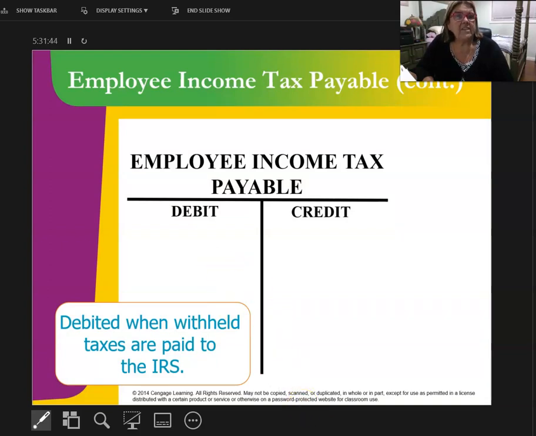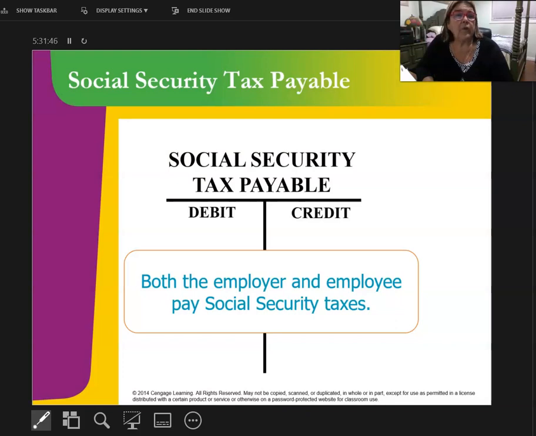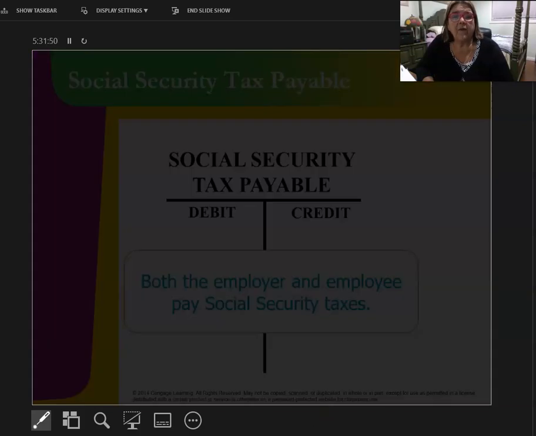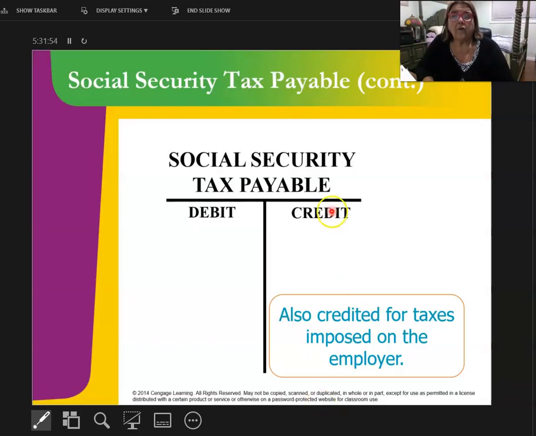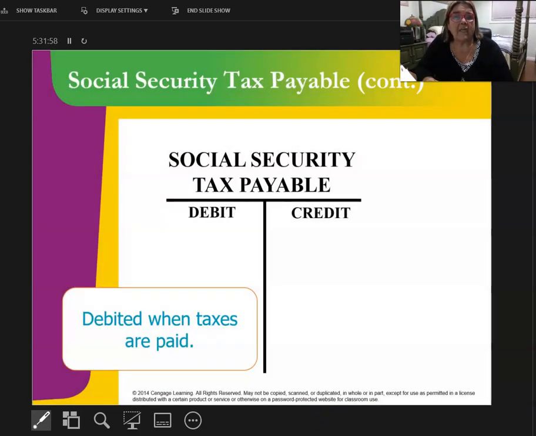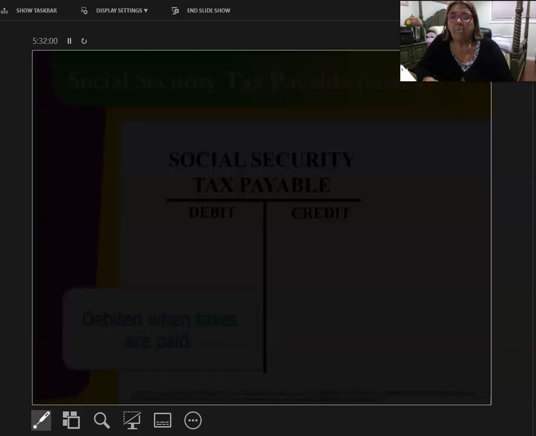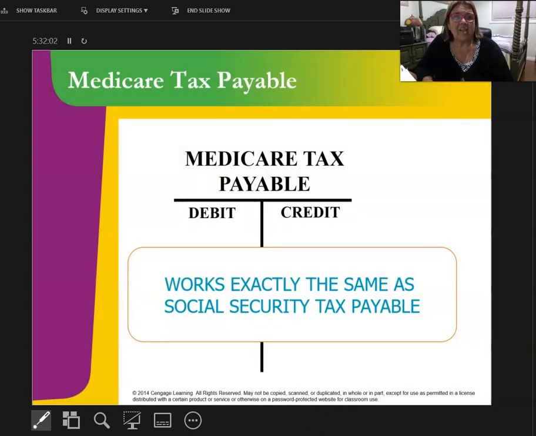Okay? The same thing with the employer-employee Social Security taxes. I credit them when I withhold them. We're going to learn about that in Chapter 9. And then when I pay them, I will debit them. Medicare works exactly the same. So that concludes my Chapter 8, Employee Earnings.